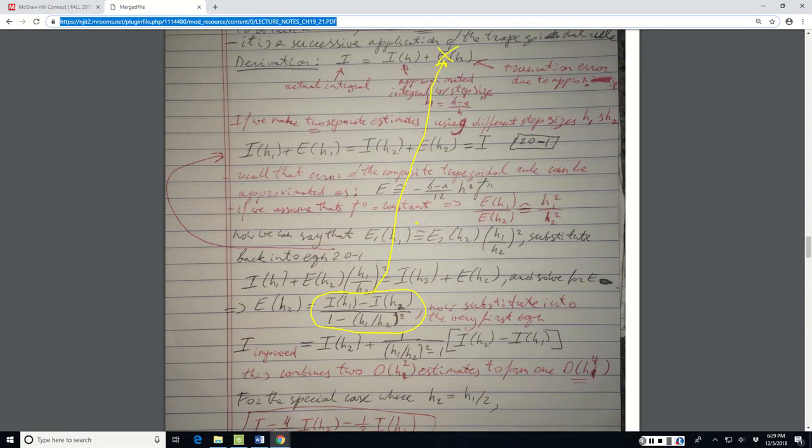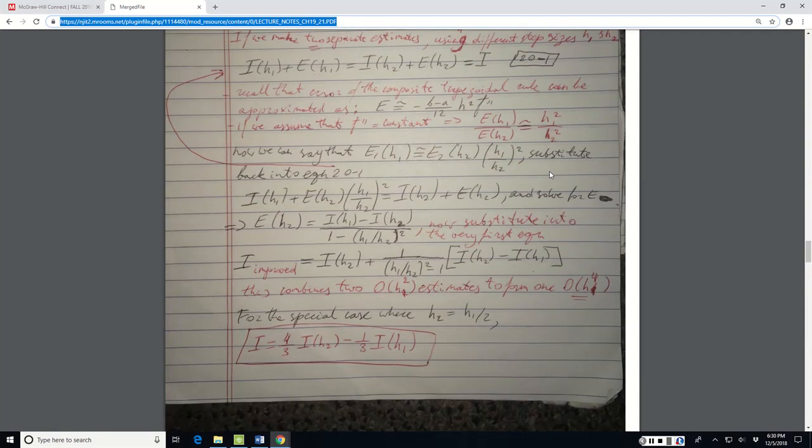So when you plug this in and you rearrange, you're going to get this equation, which we call the improved estimate of the integral. And this one has the two different integrals with the two different step sizes, and then the ratio of the step sizes. So in this case, you haven't made any assumption about the step sizes. You just have the two different step sizes.